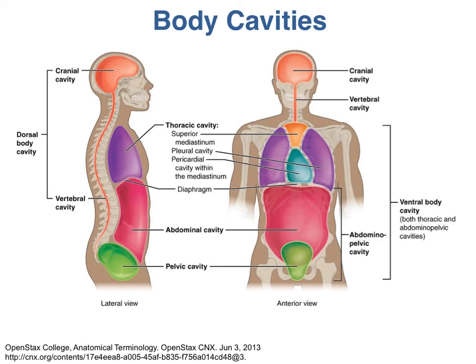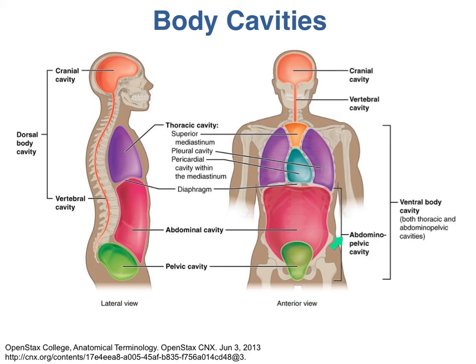The ventral body cavity gets a little bit more complex. In the ventral body cavity, remember ventral means towards the stomach, so this is the more anterior set of cavities. This includes the thoracic cavity and the abdominopelvic cavities, sometimes separated into the abdominal cavity and the pelvic cavity, but there's nothing really separating the two, so it's oftentimes referred to collectively as the abdominopelvic cavity.